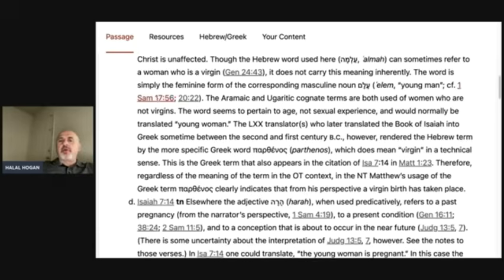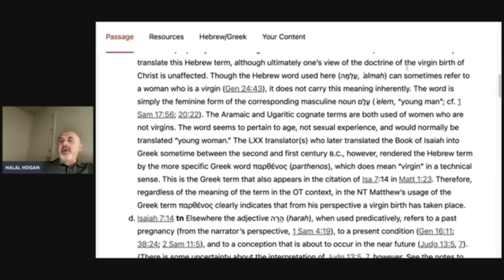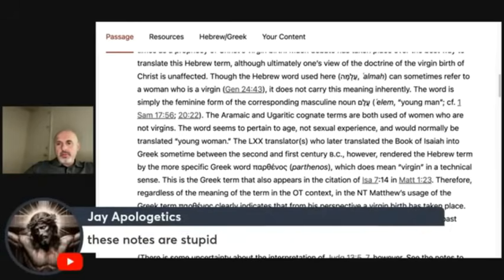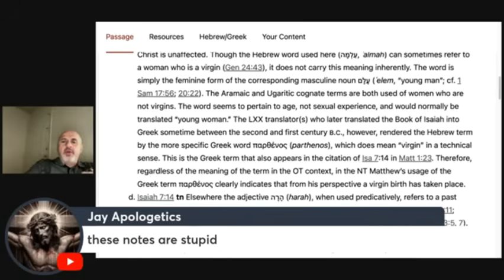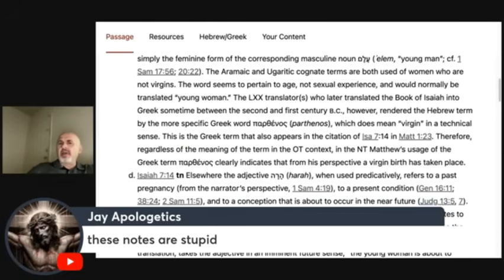The word is simply the feminine form of the corresponding masculine noun, elem, the young man, or alim. So what? Just because the masculine form may be used of a man who's not sexually a virgin, that doesn't tell me how almah is used. If I see almah is always used in the Old Testament for a virgin, then that's part of its meaning, because meaning is derived from usage, not from the root. The Aramaic and Ugaritic cognate terms are both used of women who are not virgins. So what? That's Aramaic and Ugaritic text. That's not the Old Testament text.